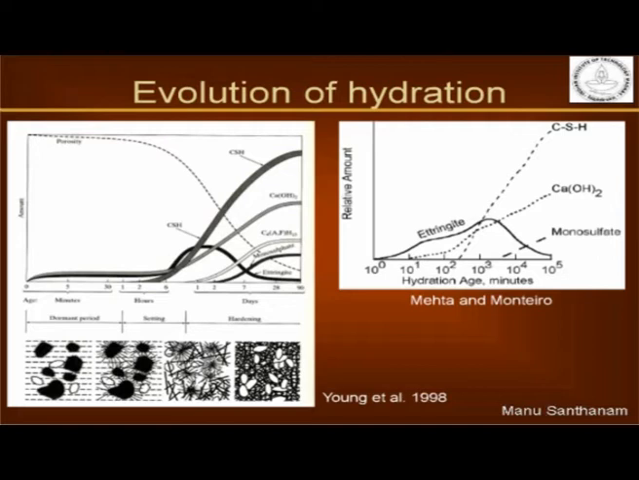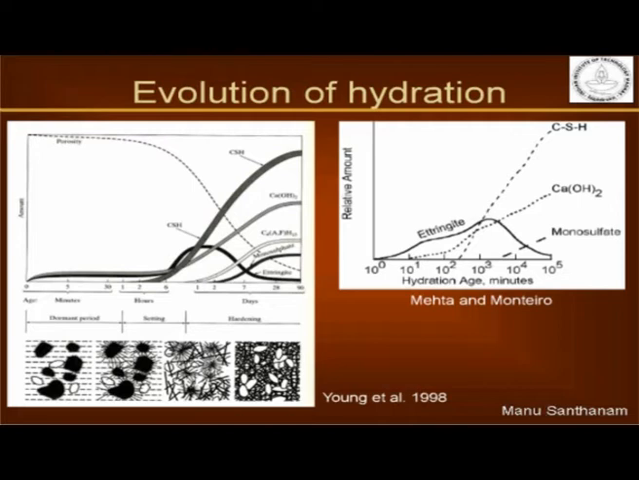You see, as ettringite drops, this phase called monosulfate picks up. Okay, monosulfate picks up, and you also have so much excess aluminate available in the system that you form aluminate hydrates or aluminoferrite hydrates, which is what is marked here.